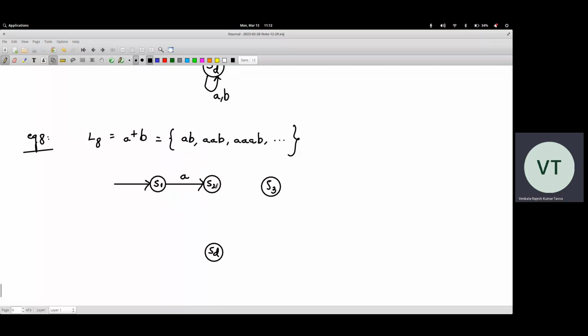In S2, all that is important to me is I should have seen at least 1A. Okay. So I have seen an A. If I see any more A's also, it will not change the fact that I have seen at least 1A. So I need not change the state. I can remain in the same state. So I will just have a loop on A. So it will still uphold the fact that I have seen at least 1A. And S2 also means I haven't seen a B so far. The moment I see a B, I go to S3.